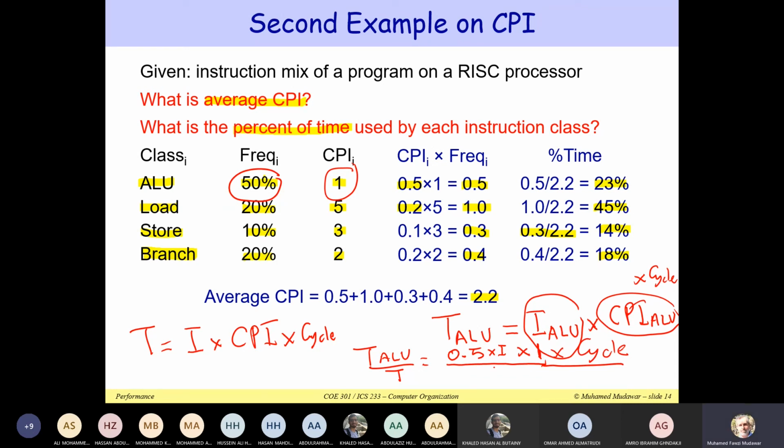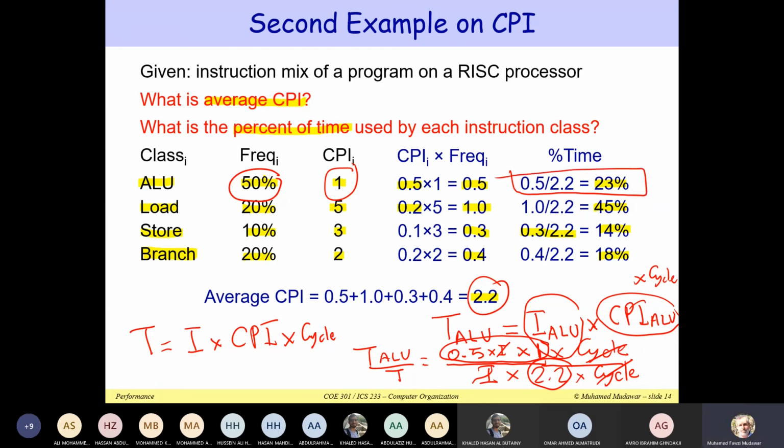And we have to look at the total execution time. It is I multiplied by the average CPI, which is 2.2, multiplied by the clock cycle. Clock cycle divided by clock cycle, I divided by I. So what we get at the end is 0.5 times 1 divided by 2.2. That's what I did here.